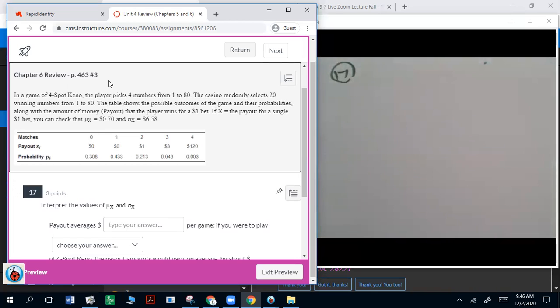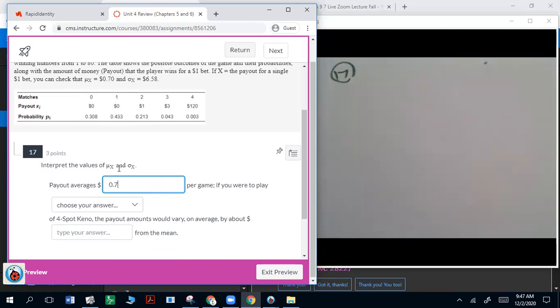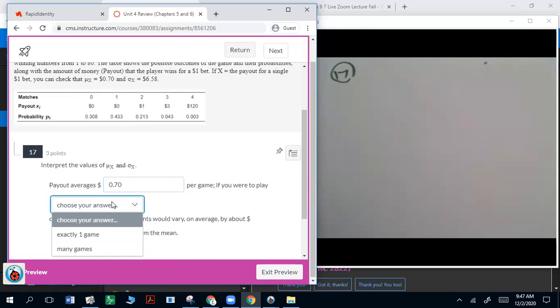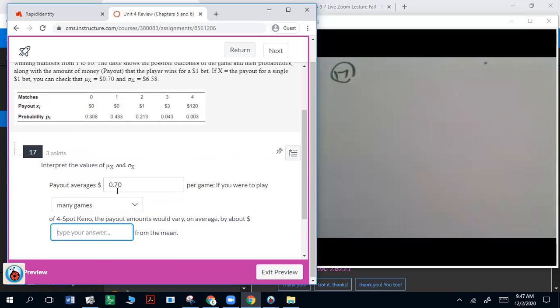So how do we interpret the mean and standard deviation? Remember that you're not going to get a payout of 70 cents, but over many, many payouts, you would expect to get about 70 cents per game. You've bet $1, so on average you're losing 30 cents, but that's not what this question is asking. It's talking about the average. So you say 0.7 because it's in dollars and cents. If you were to play many games, not exactly one game of 4-spot Keno, the payouts would vary on average by about, well, what's the standard deviation? $6.58 from the mean.